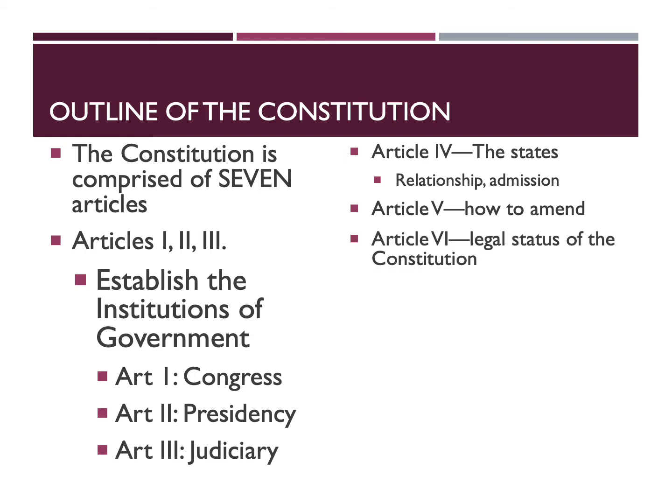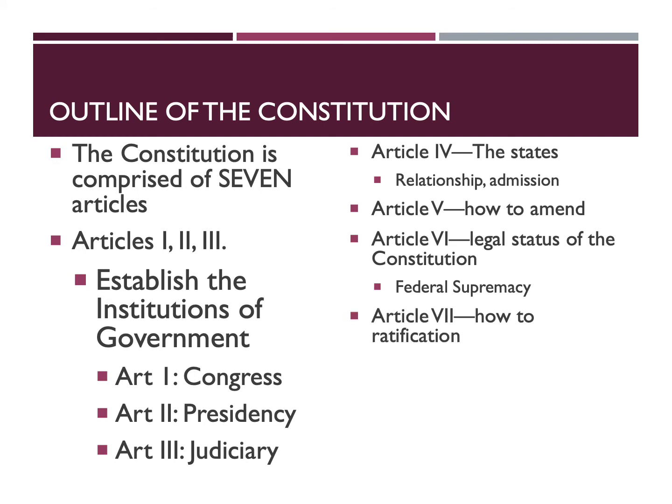Article 6 tells us about the legal status of the Constitution. Since this is a national constitution that has a lot of power, it establishes some ground rules in terms of its legal status. Probably the most important aspect of Article 6 is that it tells us that federal law is supreme. It is the supreme law of the land. So if there is a conflict between federal and state law, federal law trumps state law.